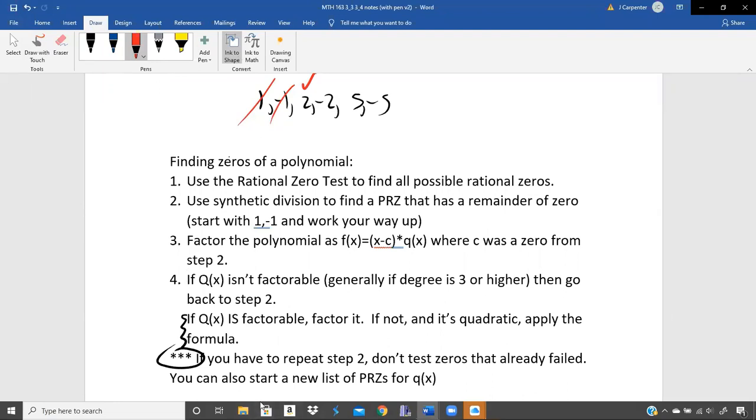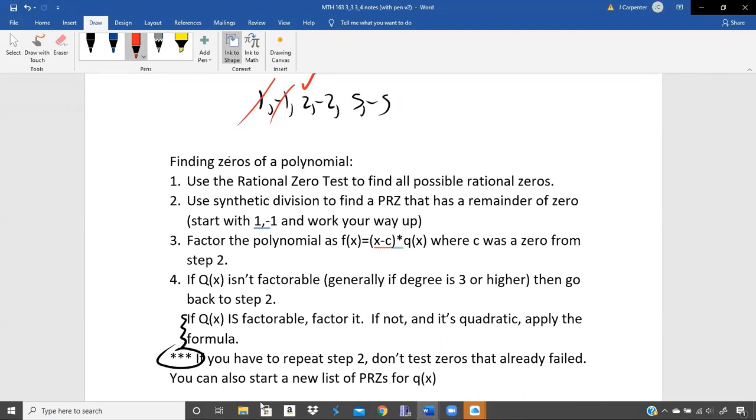And when you do try them, you're only worried about plugging these into the quotient. You don't need to go back to the original polynomial. You need to do this in the quotient. So make sure that you're not going back to the original polynomial. Do this in the quotient, because if a 0 worked in the original polynomial, it's going to keep working. You'll just see that 2 work over and over again.